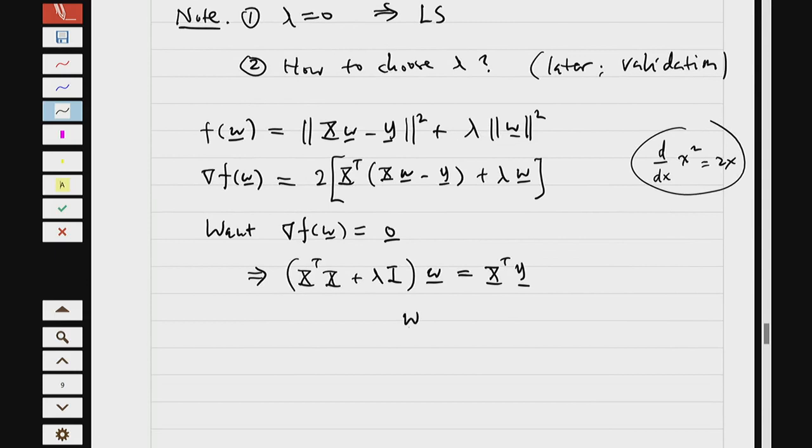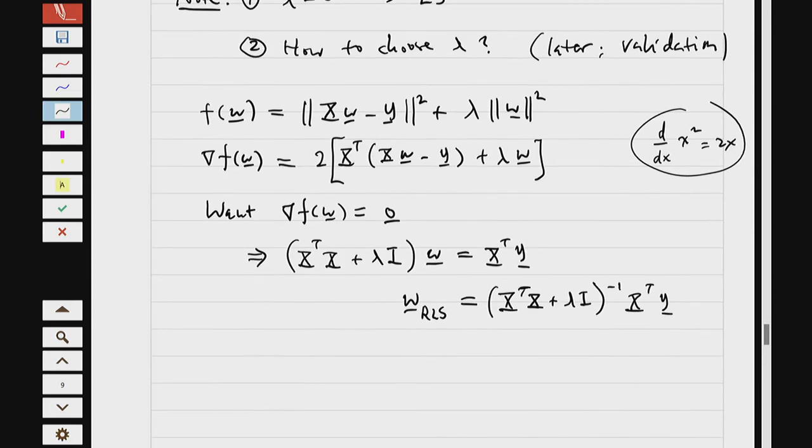Therefore, if you solve this, finally the regularized least square solution is w equals X transpose X plus lambda I, inverse, times X transpose y. If you compare this regularized solution and the previous least square solution, the only difference is that you have this additional lambda I in here.